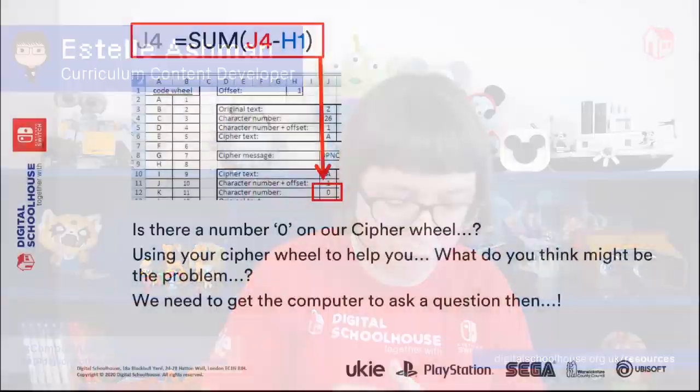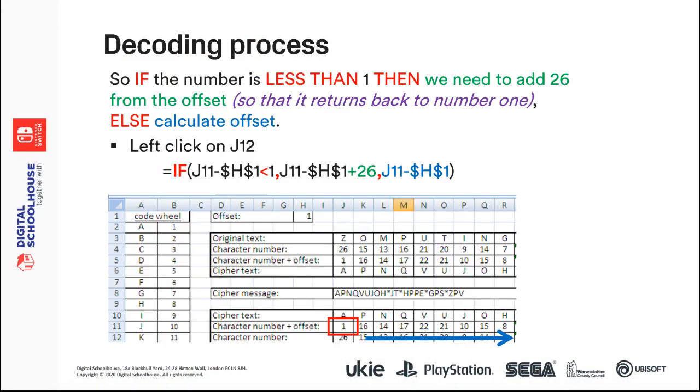We want to do it again by asking a question. We're going to use an if statement again, but this time instead of looking to see if it's over 26, we're going to do something slightly different. So let's have a look at what we're going to do. If the number is less than 1, we need to add 26 this time, so it returns back to the number 1. Otherwise, we just calculate the offset as normal.